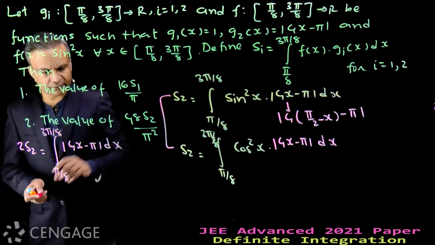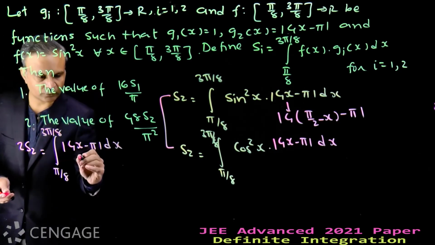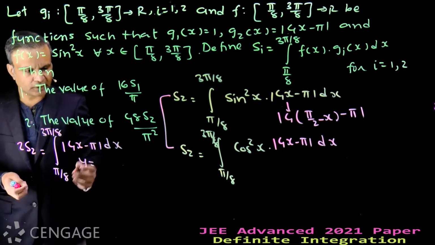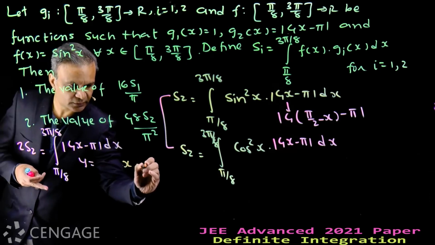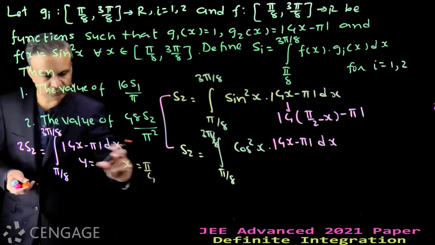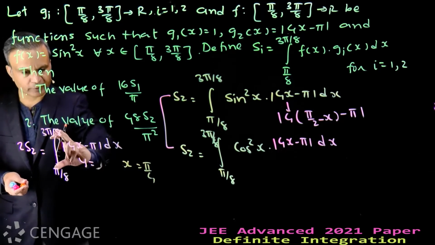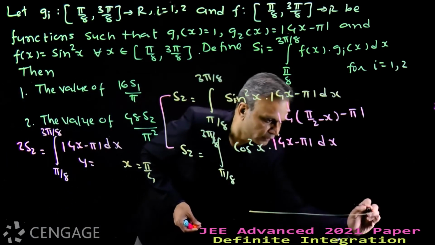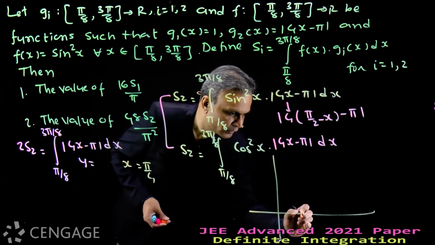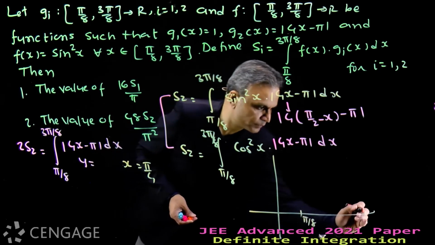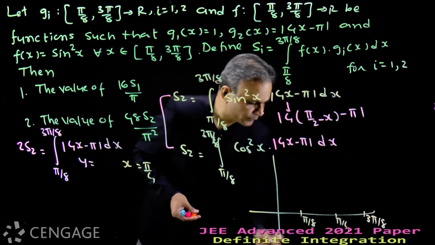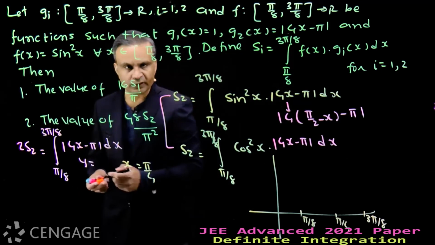Now we can find this value. For that we draw the graph of y is equal to modulus of 4x minus pi. This becomes 0 at x equal to pi by 4, which is the mean of these two values. Keeping these values in mind, we draw the graph. Here we have the coordinate axes. We mark the values pi by 8, 3 pi by 8 and pi by 4. At pi by 4 the value becomes 0.